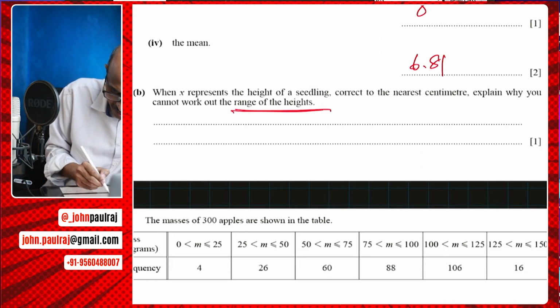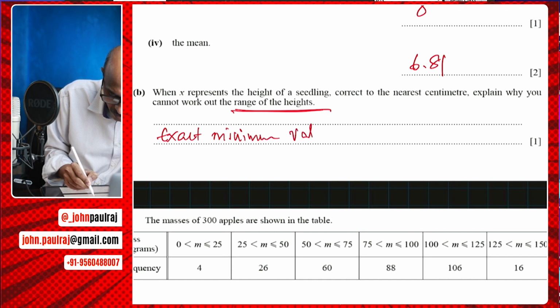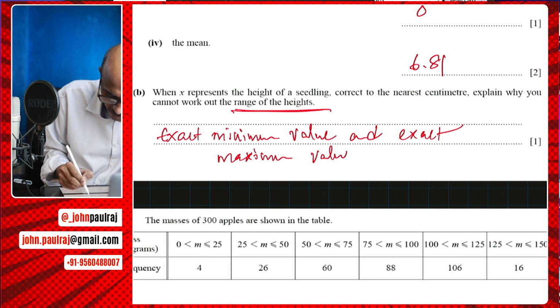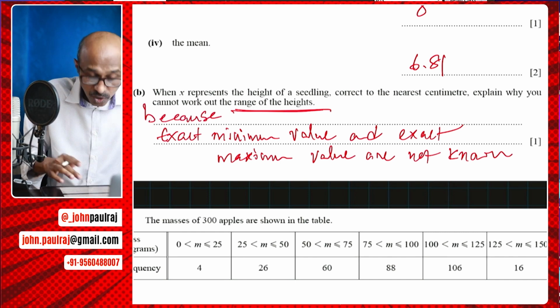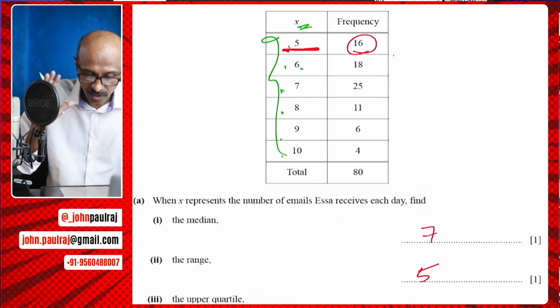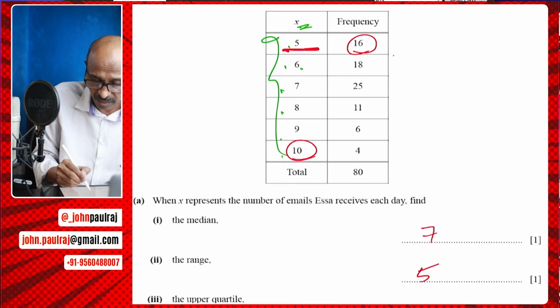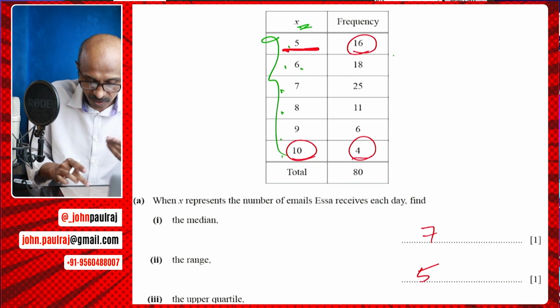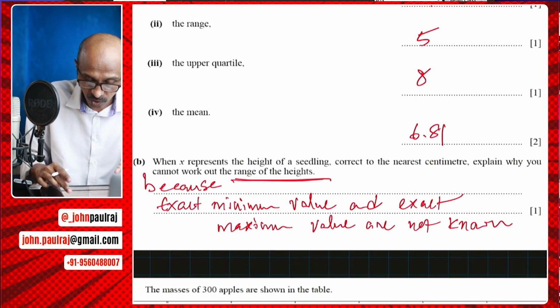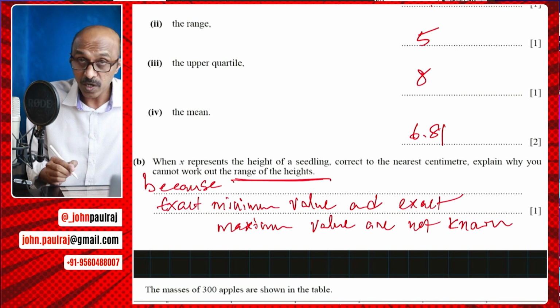So we can write something like this: exact minimum value and exact maximum value are not known. You can write that down, because you don't know the exact minimum value, and because the range talks about the maximum. Same thing here, right? The upper bound is not known. We only know that 4 values that were rounded off to the nearest centimeter are represented as 10. So we don't know the exact value, and therefore you can't work out the range of the heights.